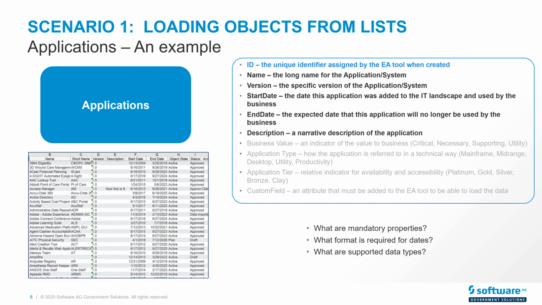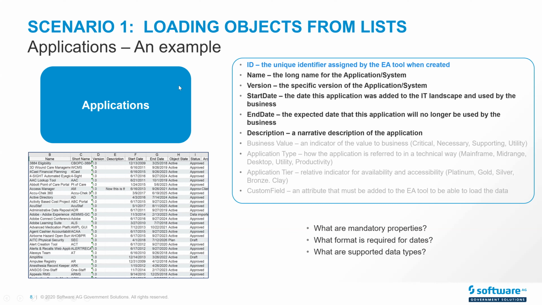The first scenario I'm going to show you today is loading objects from a list. This is what I would call a simple data load, because it's focused on one object class and it's only focused on the basic data necessary to load the data into the repository. One of the things I want to get familiar with is the level of effort required for me to actually run the loading mechanism.